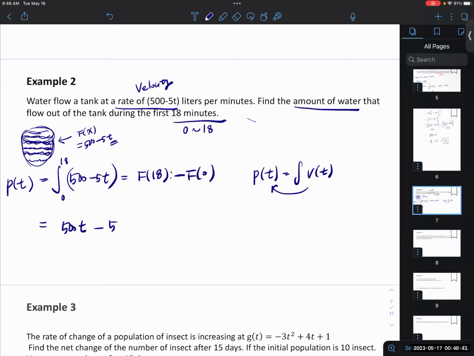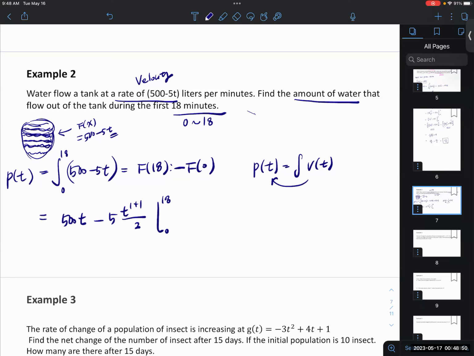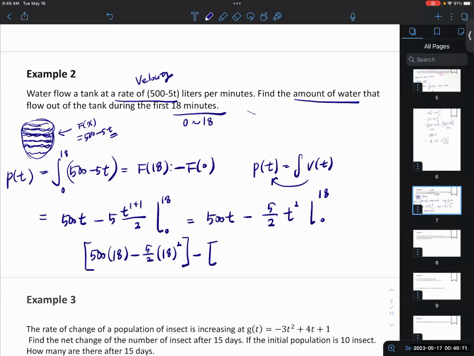And then minus 5t, 1 plus 1 divided by 2, from 0 to 18. So what happened? It is going to be 500t minus 5 over 2 t to the second, from 0 to 18. Now I'm going to subtract from 18 minus 0. So 500 times 18 minus 5 over 2, 18 to the second power, minus the rest of them, it's going to be actually 0, because everything is going to be 0, right?